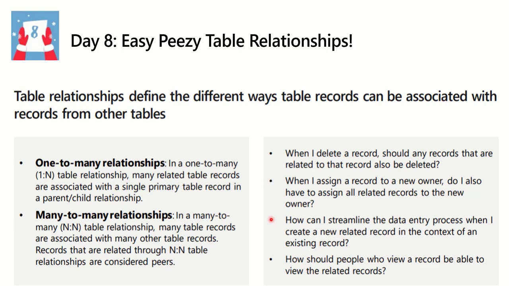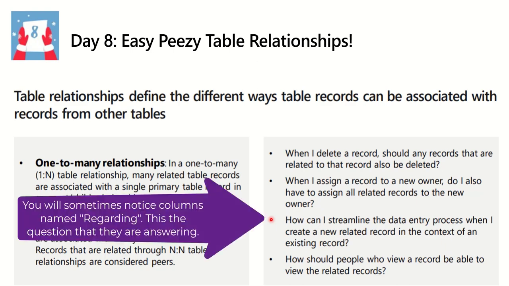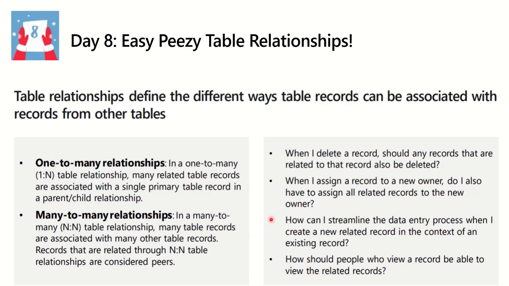Thirdly, how can I streamline the data entry process when I create a new related record in the context of an existing record? So if someone is already in an account, in a customer screen, right? They're looking at the customer's account screen, right? What would make it easy from a data entry perspective for them to create that related record and automatically keep that relationship visible so that it's clear that there is a relationship there, even for that brand new record, it gets related to the parent.